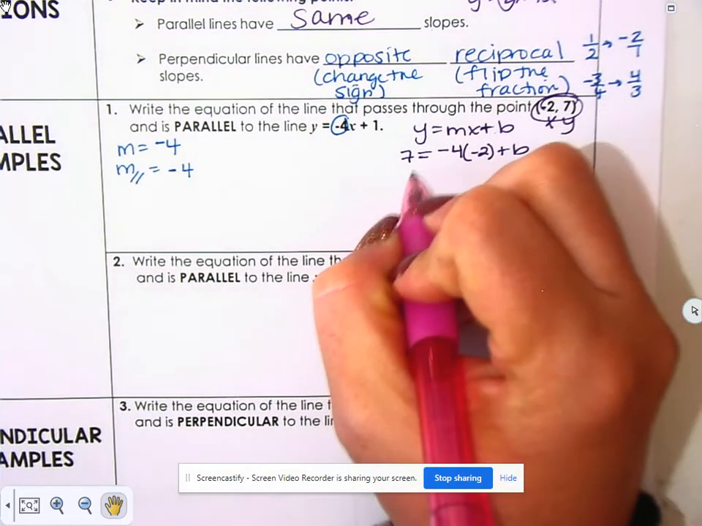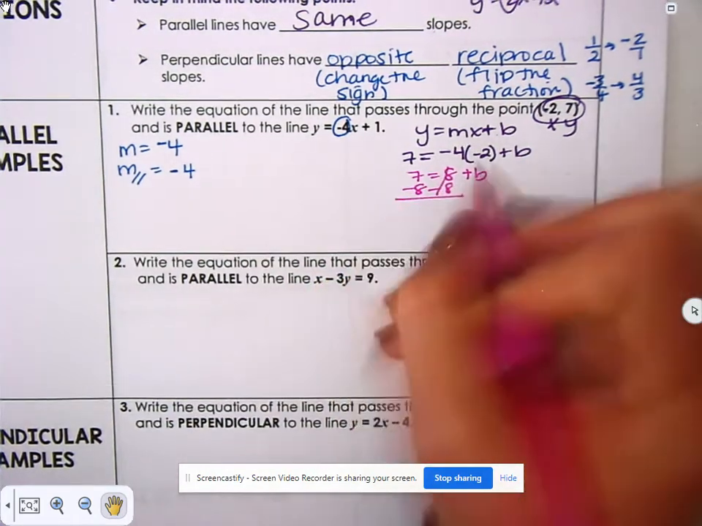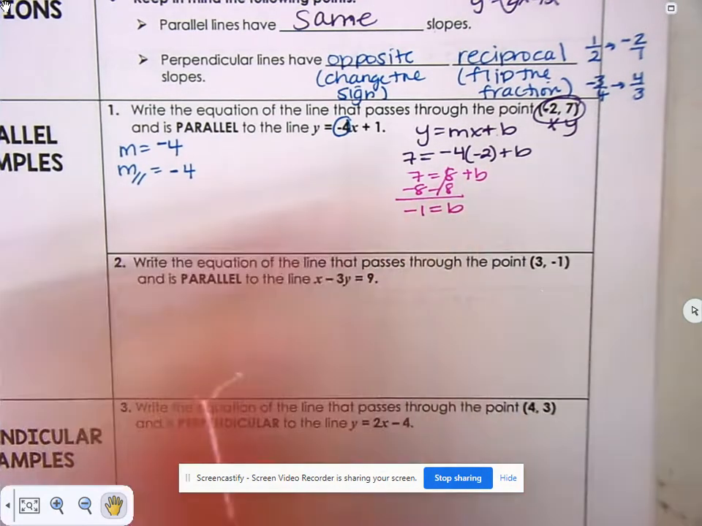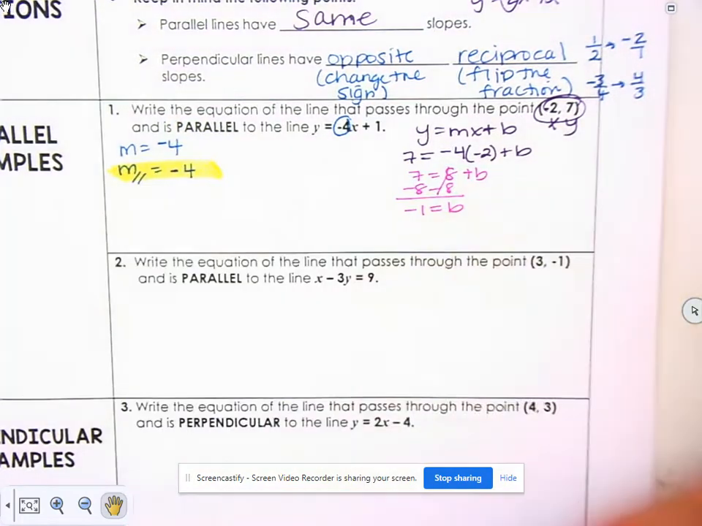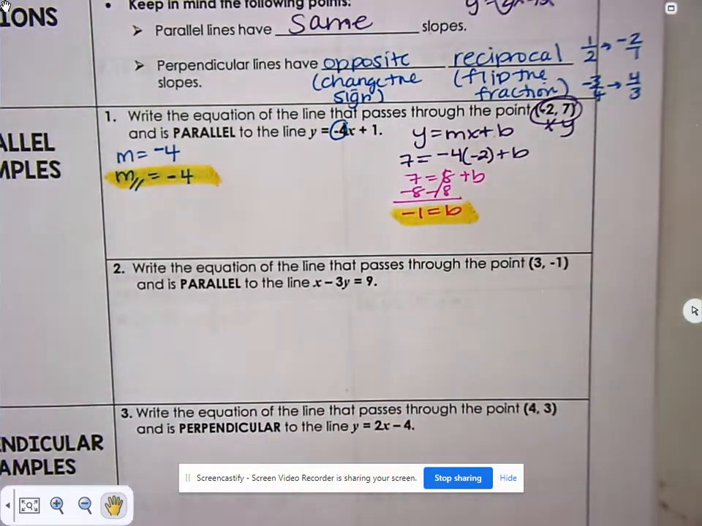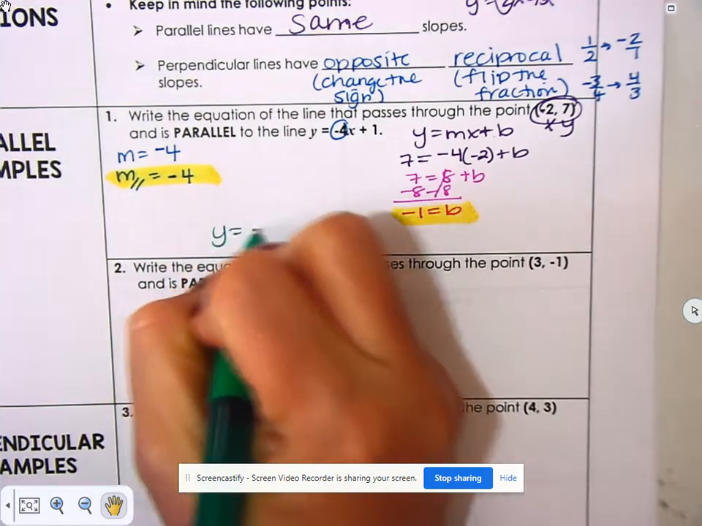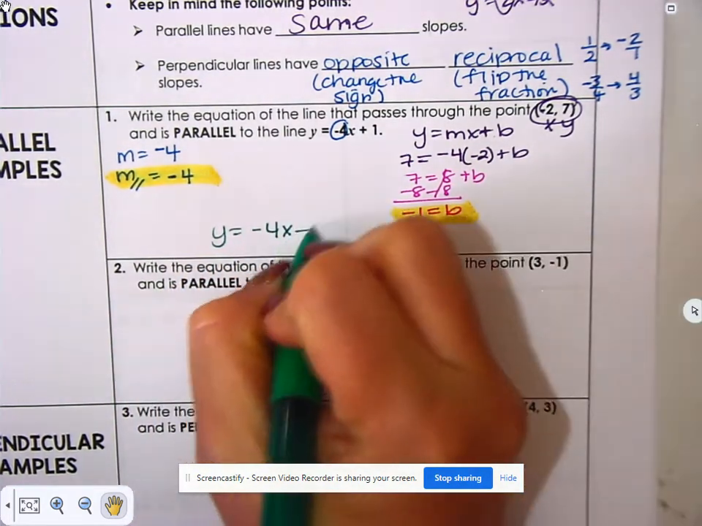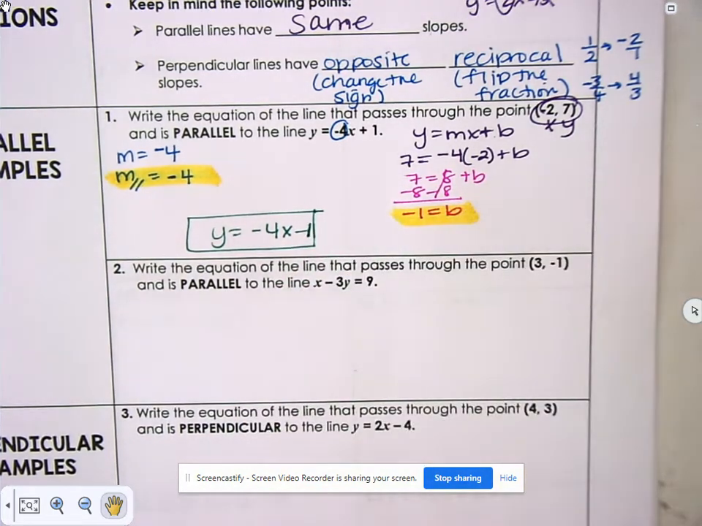Negative 4 times negative 2 is going to give me 8. Then we solve for b by subtracting 8, so our b is negative 1. Now what we have is our m and our b, and so now you can write your new equation, which is simply y equals negative 4x minus 1.